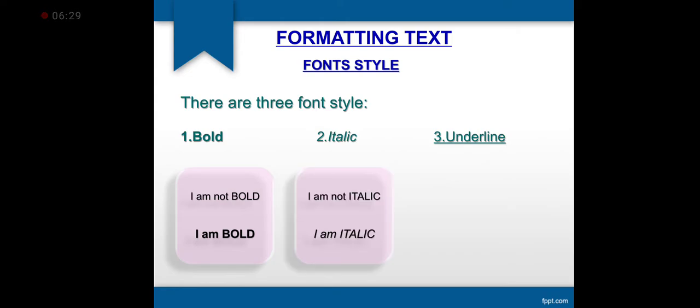Italic. The first line says I'm not italic. The second line says I'm italic. You can see that in the italic line, I'm in italic. The letters, the alphabet has turned towards a little right. That's what italic does to the words. Underline. You can see that I am underline has a line under it. This is what underlining the text will do.